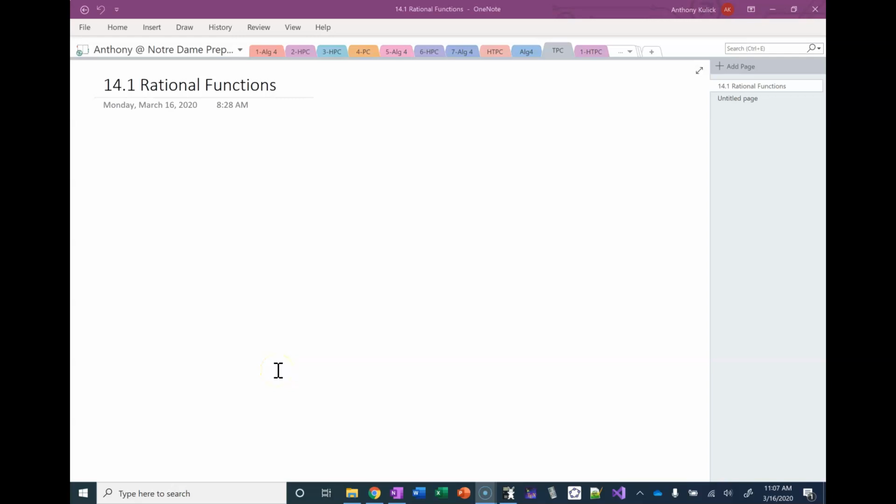Hi, this is the first lecture on Chapter 14, Rational Functions. So, when we talk about a rational function, we should probably start with the definition.